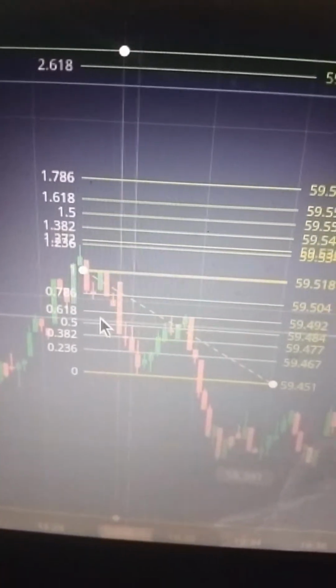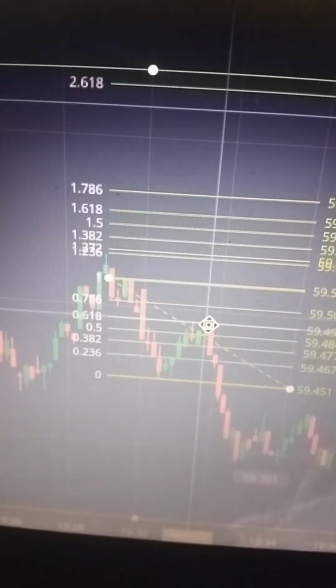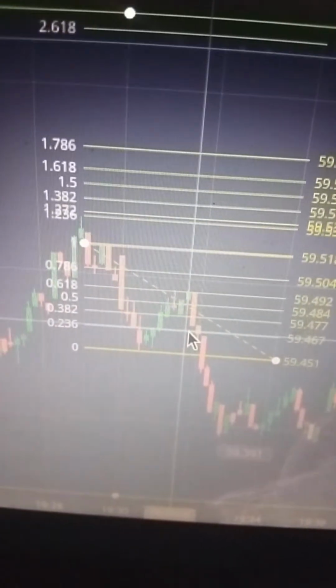Look at that, dead. Look at how the body stopped there, dead. Let me delete that one. Look at that area. That is crazy. That is unbelievable. Look at that. It stopped dead at the optimal trade entry at 61.8 extension. Bam. That's your entry right there, dumped.